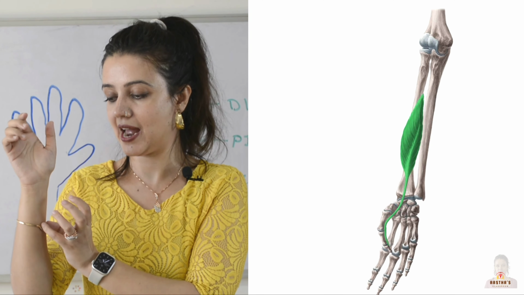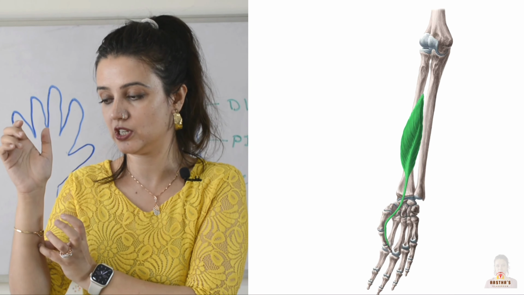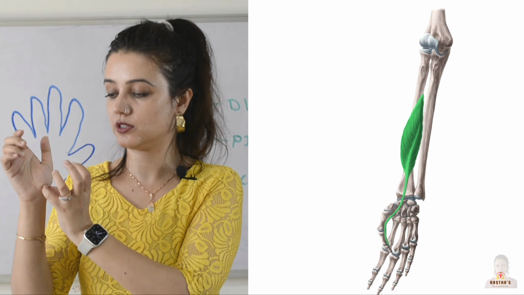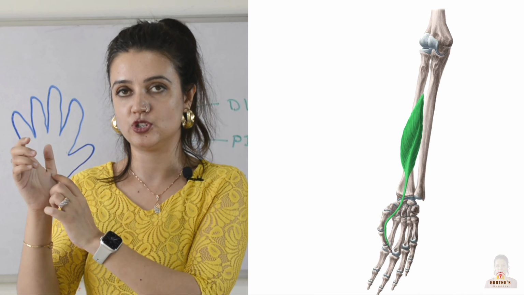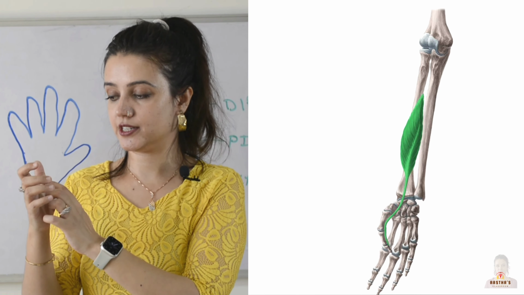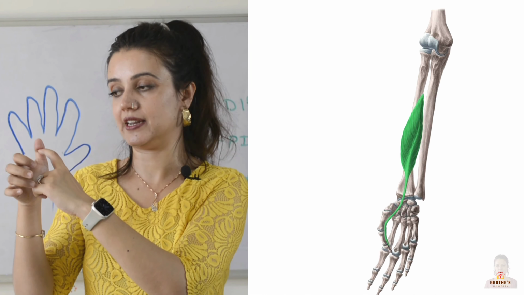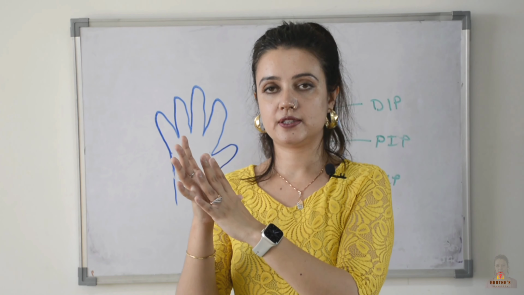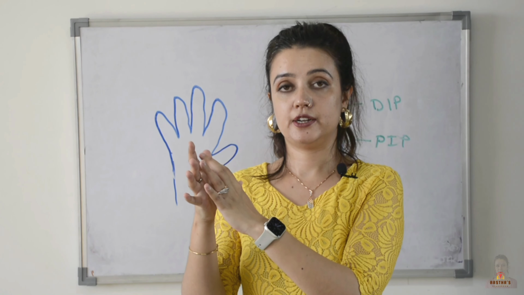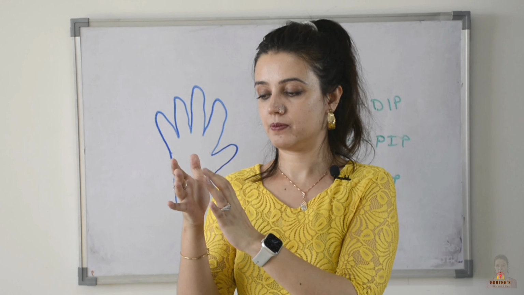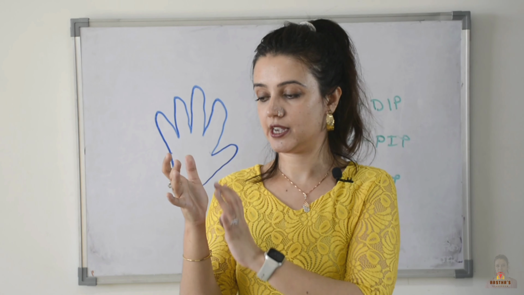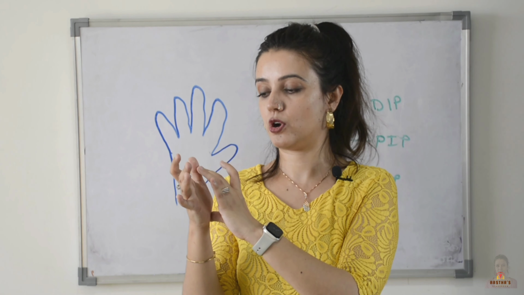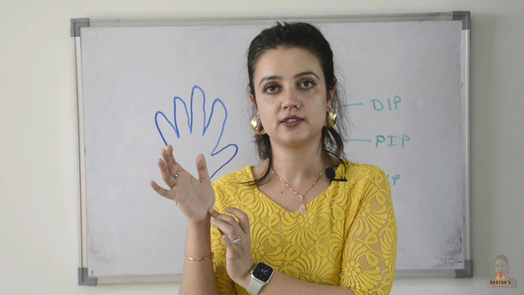It is from the anterior surface of the shaft of the radius, goes down, crosses the wrist joint, the carpometacarpal joint, the metacarpophalangeal joint, and gets inserted in the base of the distal phalanx of the thumb. Since this muscle crosses the IP joint of the thumb, the MCP joint, the CMC joint, and the wrist, it is responsible for causing flexion in all these joints.